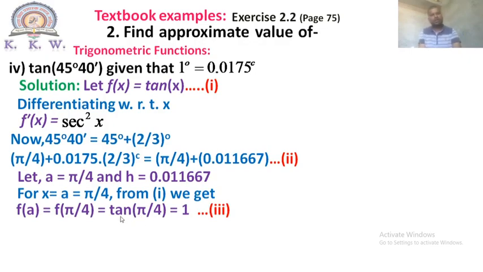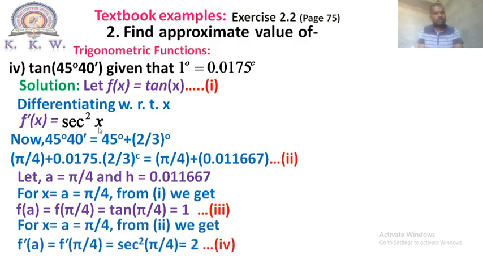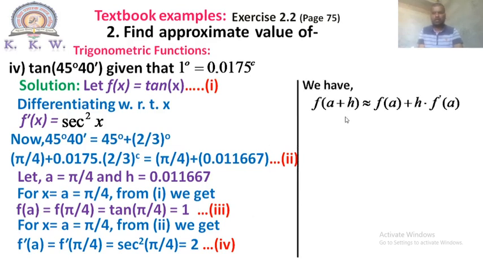The value of tan pi by 4 is 1. Now f dash of pi by 4 is equal to sec square pi by 4. You know that sec pi by 4 is root 2. Therefore, sec square pi by 4 is root 2 square, which is equal to 2. Now put these values of f of a and f dash of a in the formula of approximation. F of a plus h is approximately equal to f of a plus h into f dash of a.